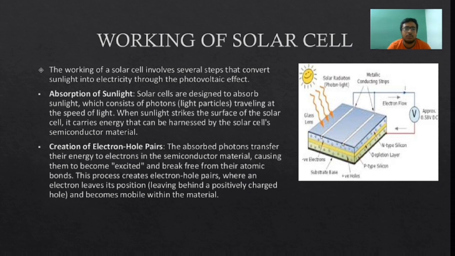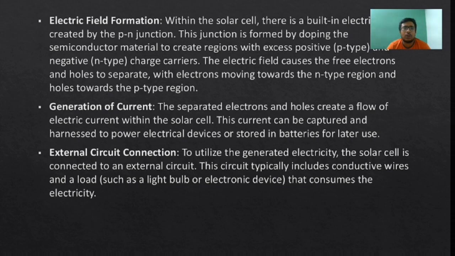Creation of electron hole pair. The absorption of photons transfers the energy to electrons in the semiconductor materials, causing them to become excited and break free from their atomic bonds. This process creates an electron hole pair, where an electron leaves its position and becomes mobile within the material.